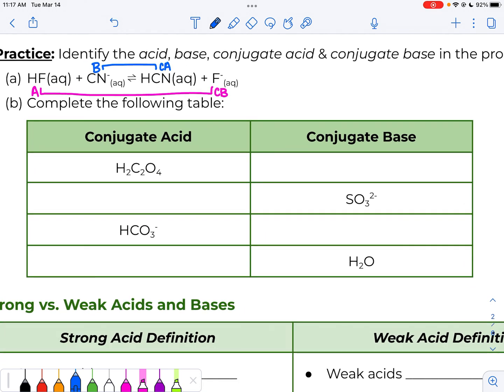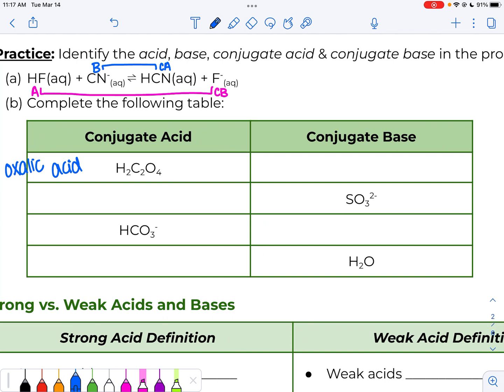All right, now for the next one, I'm going to do one of these with you, and then I want you to try the other three, and then check your answers. So take a look at this first one here. You're given a conjugate acid or a conjugate base, and then you want to try and find what its pair would be. So the conjugate acid here, this is oxalic acid, H2C2O4.